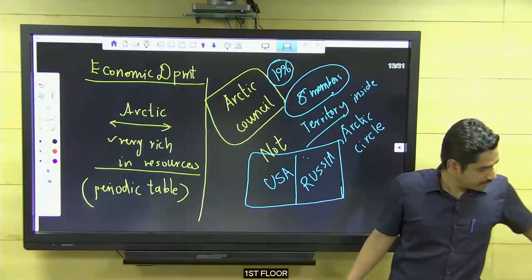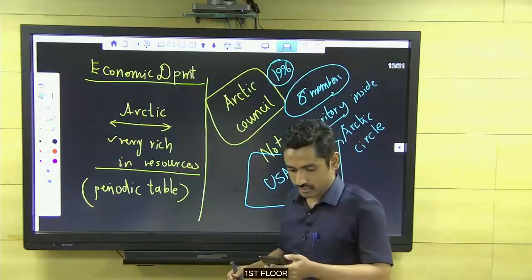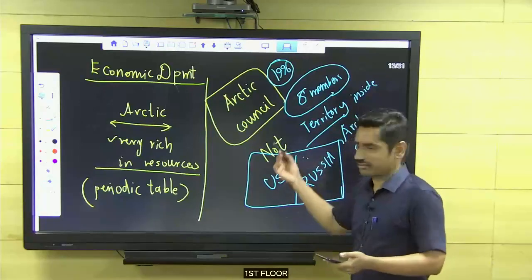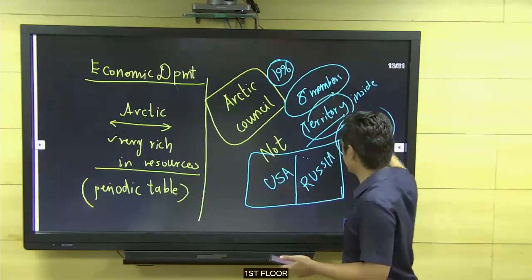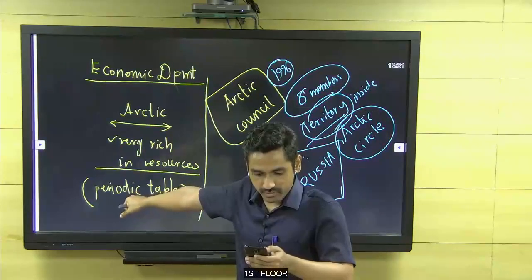Is it okay? We too have a Himalayan polar region. Why not a member? See, Himalaya is okay, but for polar region, they did not give Arctic Council membership. Your territory should be there in the Arctic Circle. India is a tropical country. That's all.